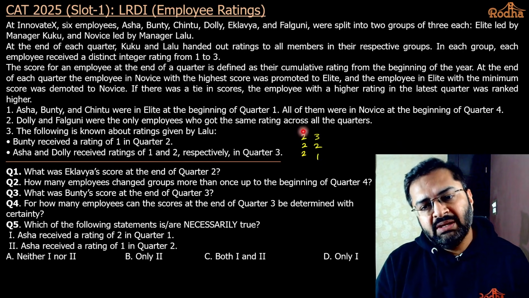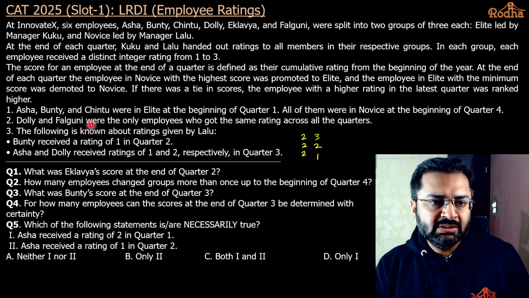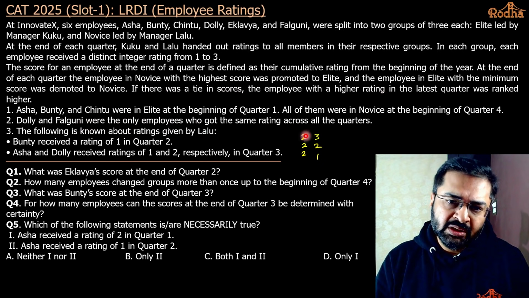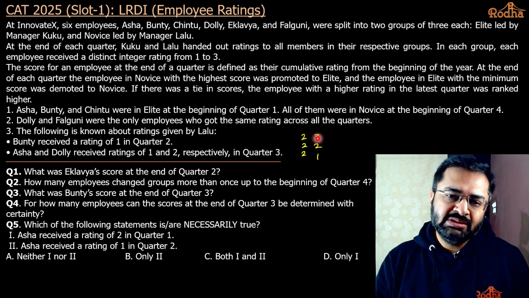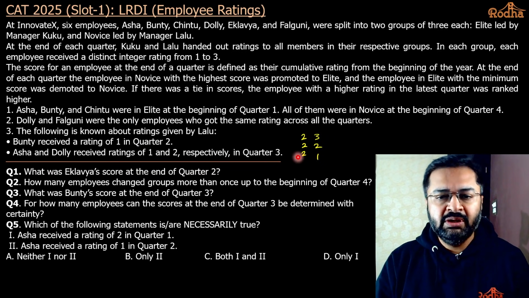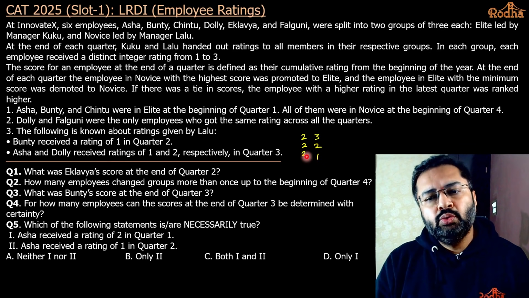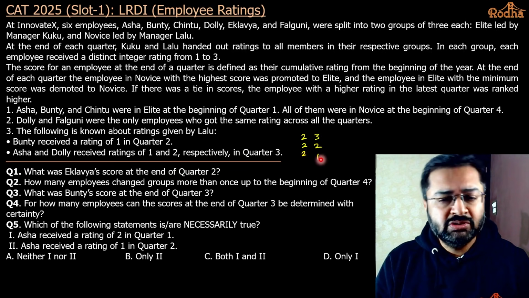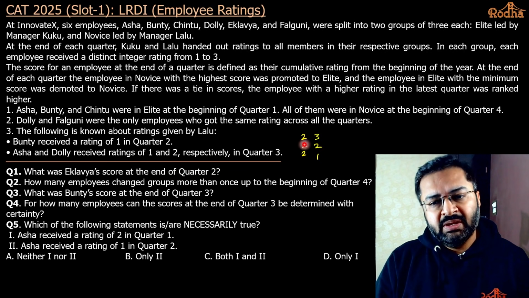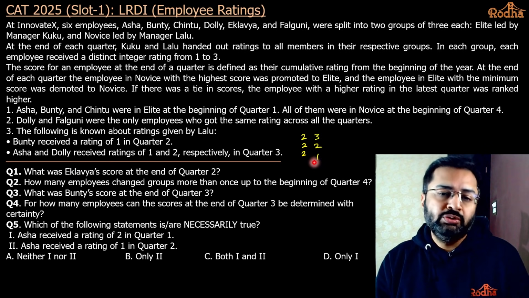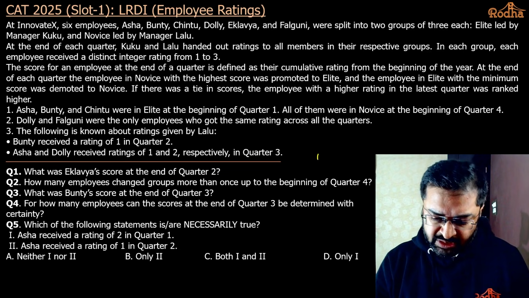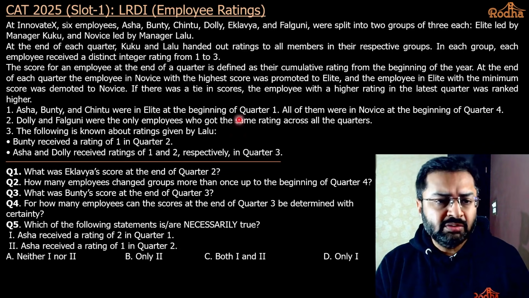Why? Because of the line: the employee with a higher rating in the latest quarter. So I'm assuming this is the first quarter, this is the second one, this is the third one. In the latest quarter, this guy got a rating of 2 and this guy got a rating of 1. So this performance would be considered superior to this performance, right? That is the meaning. This is again pretty simple, not much difficulty here, right? So this data is not much, and then this is followed by a few statements.